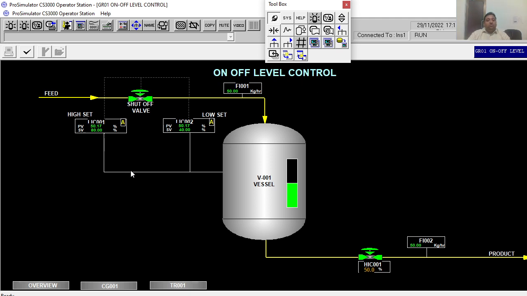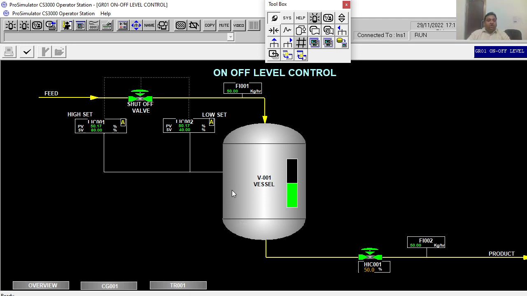On-off level control has two set points. One is the high set point, the second is the low set point. What is this high set point? Assume the tank level should not go beyond 80%. That is the high set point. What is the low set point? The level should not go below a minimum of 40% inside the tank. That is the low set point. Based on this high set and low set, the controller operation is going to take place.